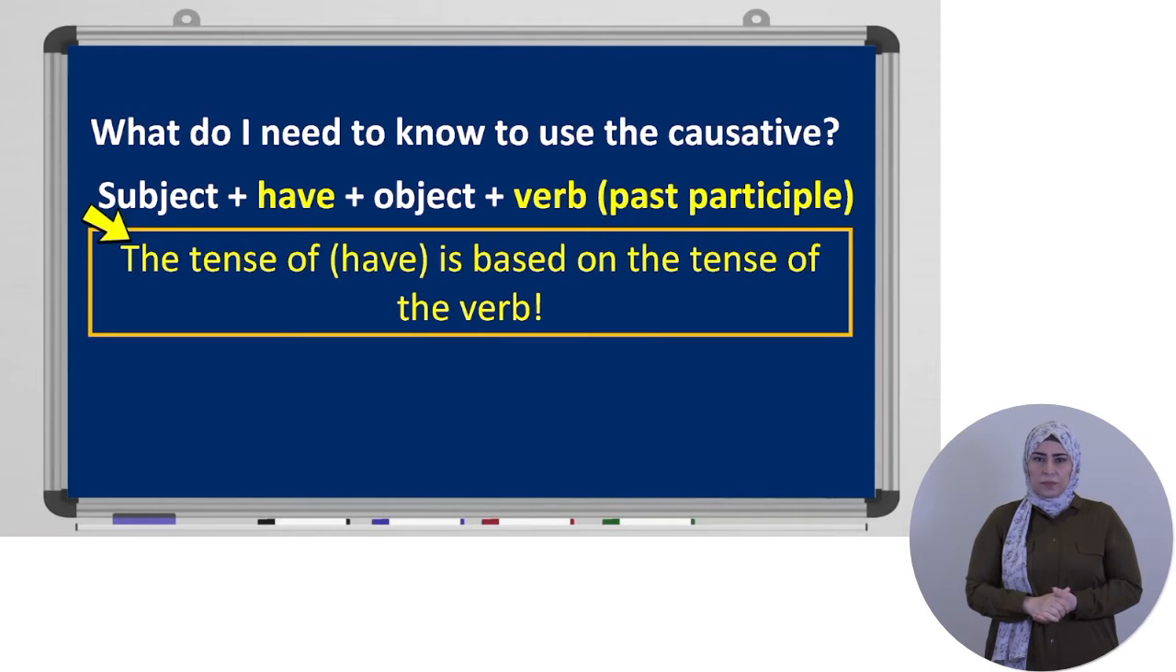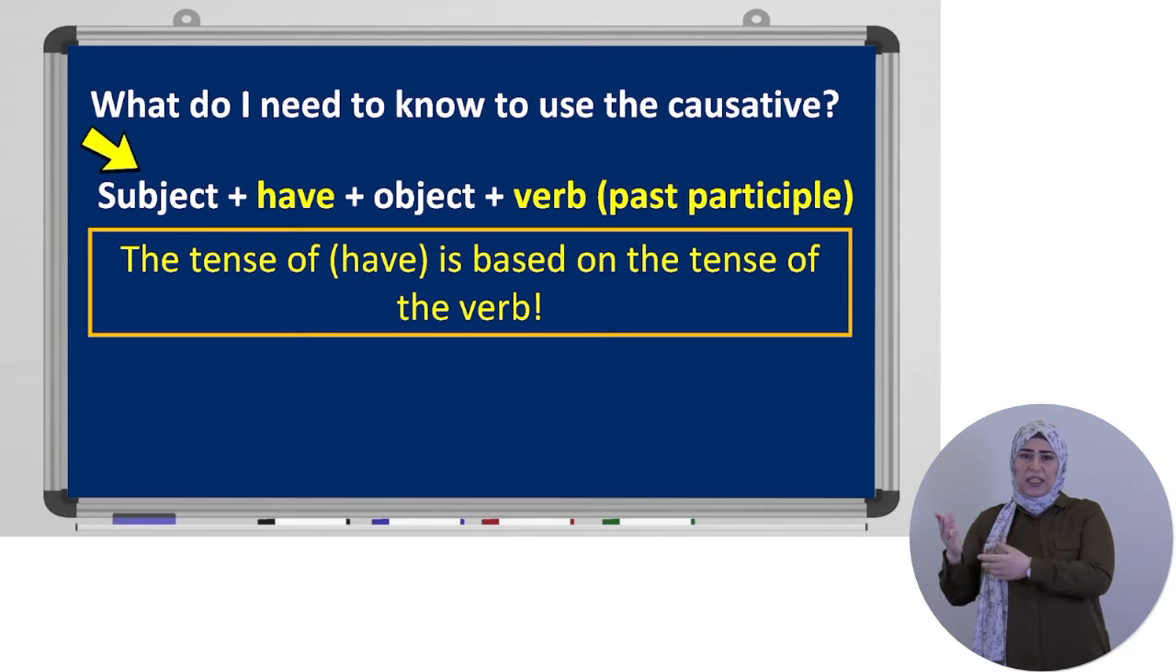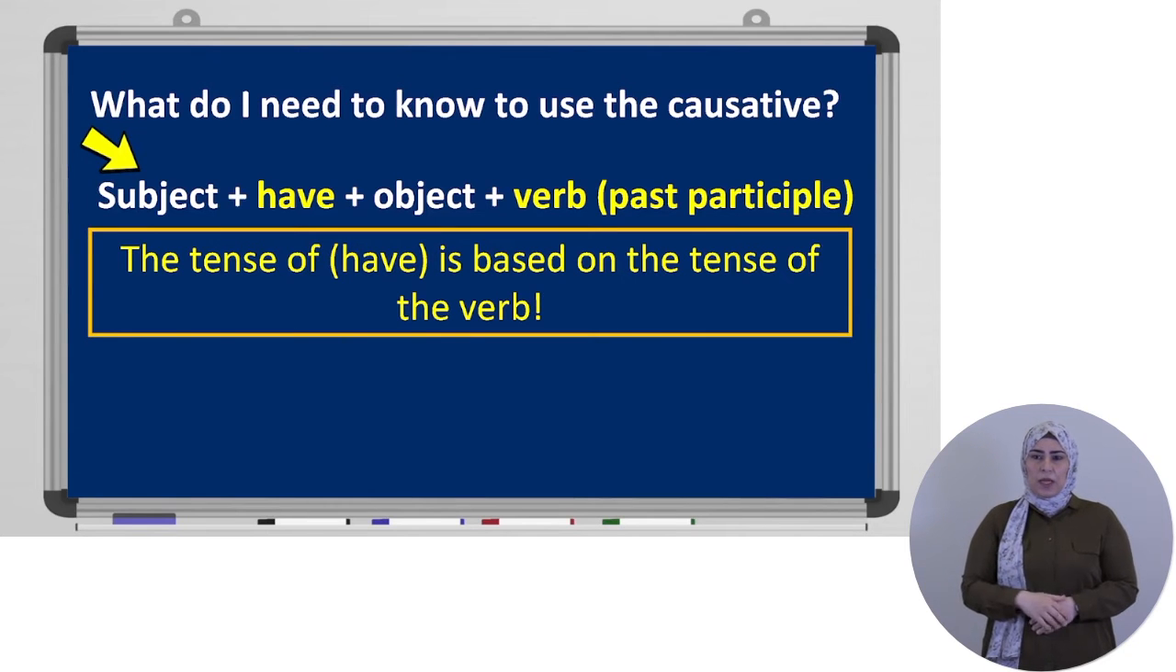Now you may be wondering, why are some sentences with have? Why are some with going to have? And why are some with has? Well, here's the trick. The tense of have is based on the tense of the verb in the sentence. This is what you need to know about the causative. You need to know the equation, the formula, which is subject plus have plus object plus verb in past participle. And you need to know that the tense of have is based on the tense of the verb in the sentence. Easy. Let's look at some more examples.